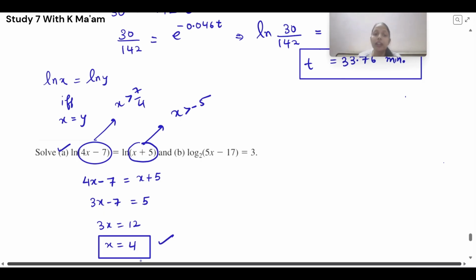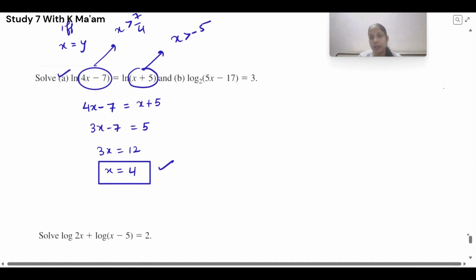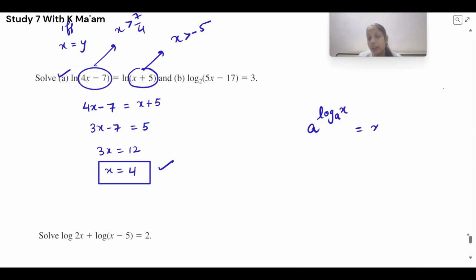Next question. Log base 2 of 5x minus 17 equals 3. The logarithm term is given and the other side is a constant, so we cannot compare directly. How? You can take 2 to the power on both sides. If I write the formula, it is a to the power log base a of x. This will give you x only.